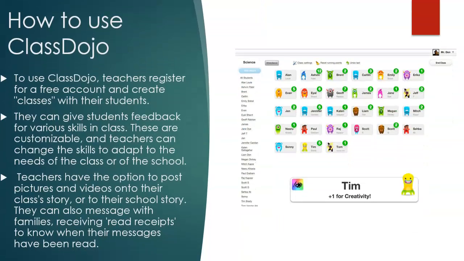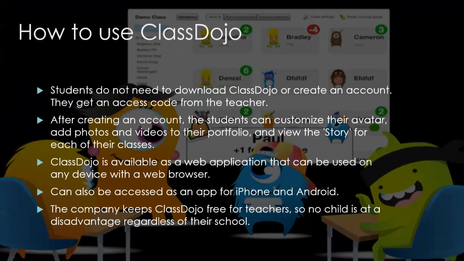To use ClassDojo, teachers register for a free account and create classes with their students. They can give student feedback for various skills in class. These are customizable and teachers can change the skills to adapt to the needs of the class or of the school. Teachers have the option to post pictures and videos onto their class story or to the school story. They can also message with families, receiving read receipts to know when their messages have been read.